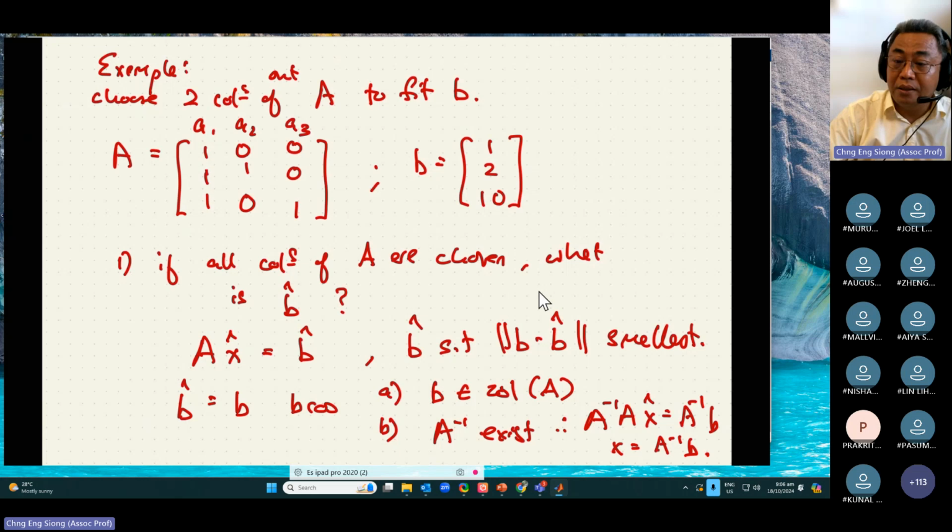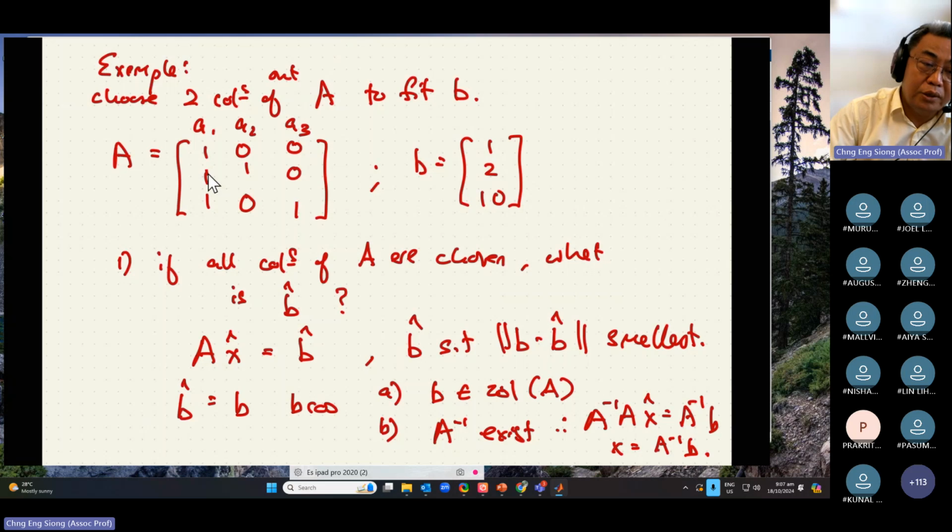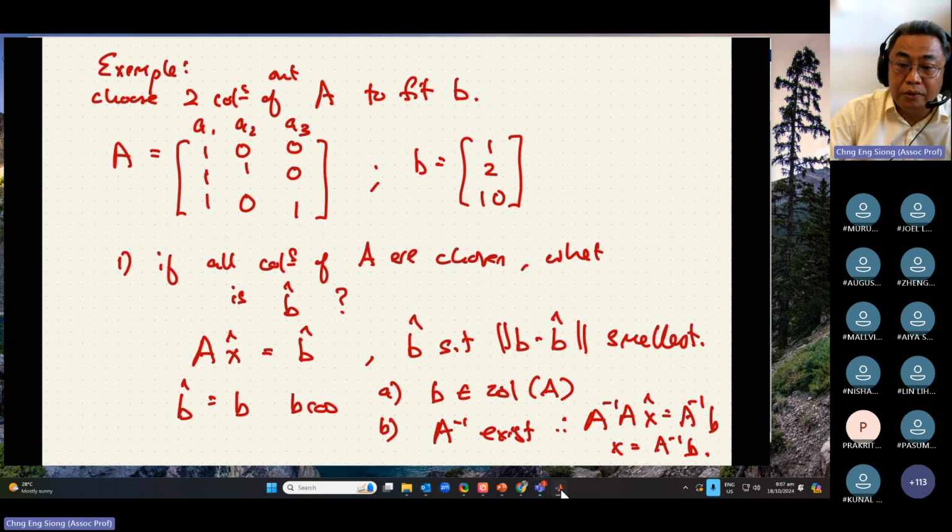Yeah, and of course, because this is a square matrix and this is 3, it spans the whole space. So you can write many, many reasons. All these reasons are correct. So I will do it for you.